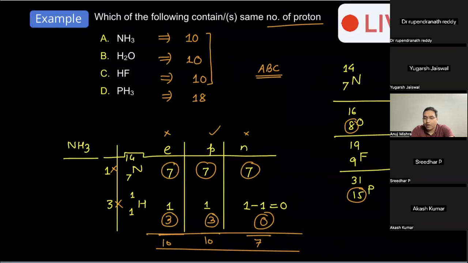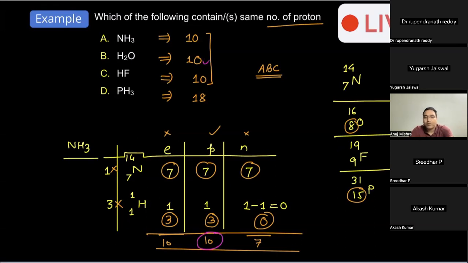Yeah, Yugash. Sir, actually, I did not understand this question. How can that 10 decide that all have an equal number of protons? Okay, NH3, you understood why it is 10? This number, you understand 10? Yes. Okay, so do the same thing for H2. Try to do the same thing for H2. It will come 10 only.